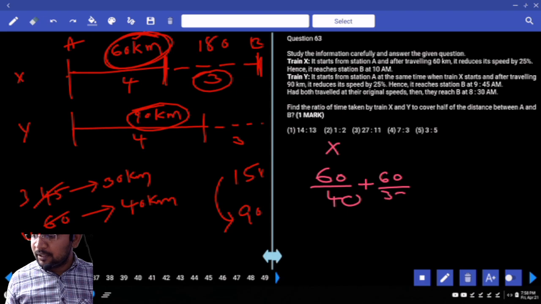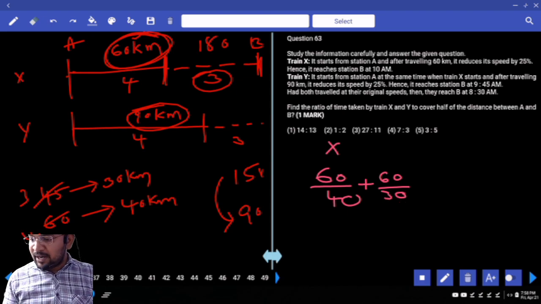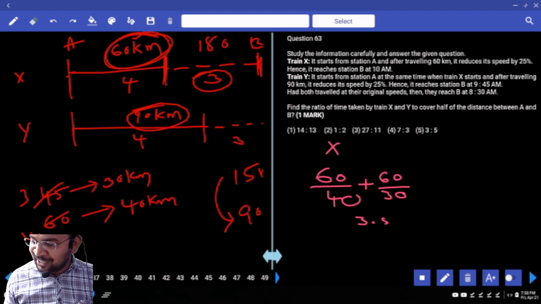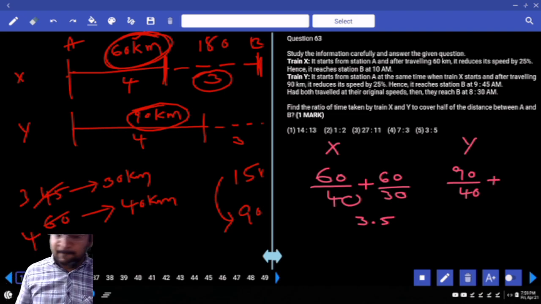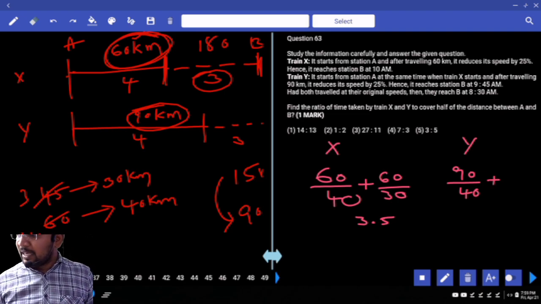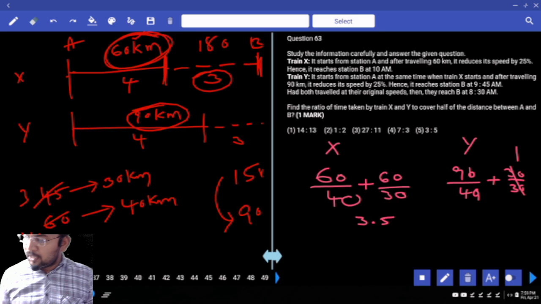30. How much, Anna? This is 1.5. This is 2. 1.5. This is 1.5 na. This is 2 na. The total is coming to Y. First 90 at the rate of 40 plus remaining 30 at the rate of 30. And this is 1 hour na. This is 9 by 4 na.